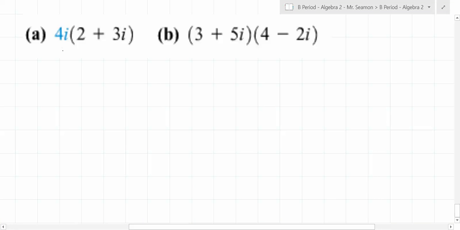Well, what's 4i times 2? 8i. Come on, 8i. And what's 4i times 3i? But what is i squared? So it's 8i minus 12.